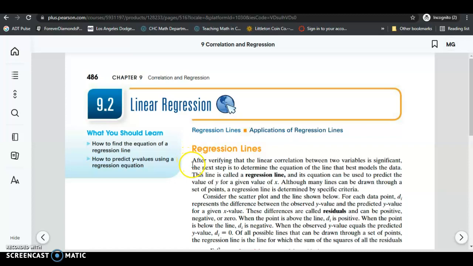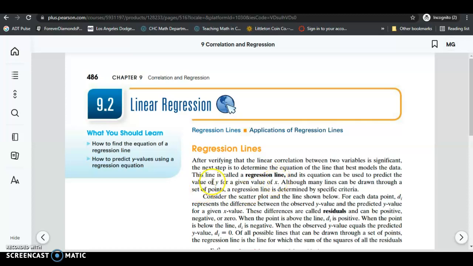Okay, so let's start by looking at the first few sentences in this paragraph. It says, after verifying that the linear correlation between two variables is significant, the next step is to determine the equation of the line that best models the data. This line is called a regression line, and its equation can be used to predict the value of y for a given value of x.